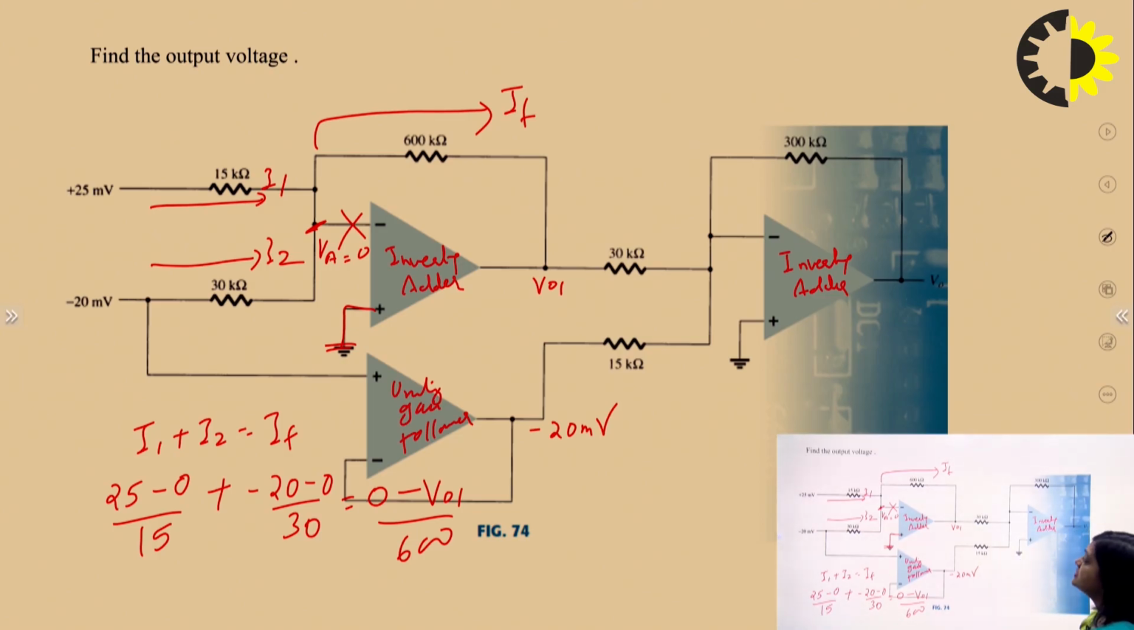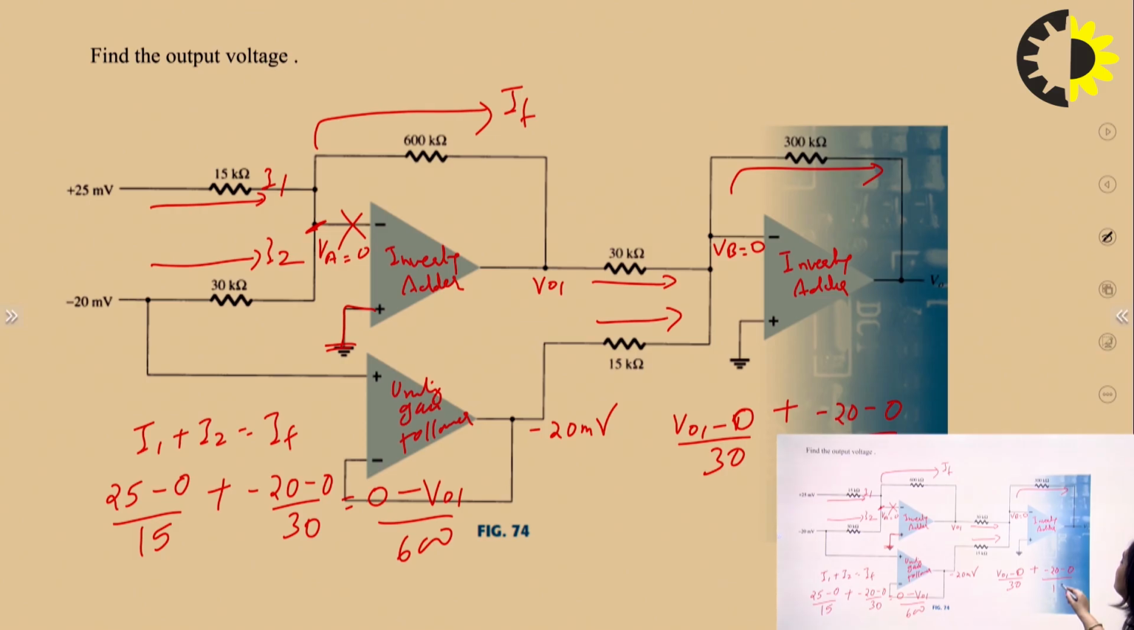Now this is also an inverting adder. So we can find this current, and the sum of currents is equal to this. So V01 minus 0, as the potential at this terminal is 0 due to the virtual ground, upon 30 plus minus 20 minus 0 upon 15 equals 0 minus V0 upon 300. So in this way we can find the value of V0.